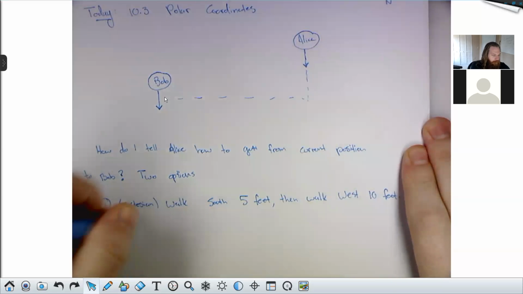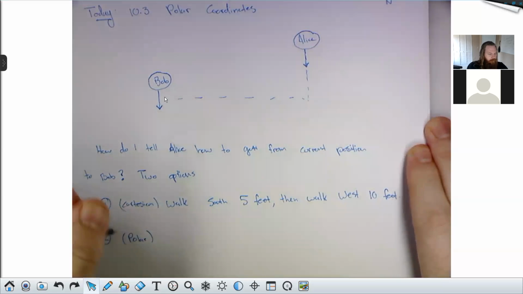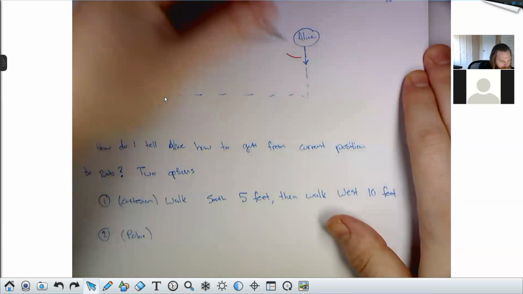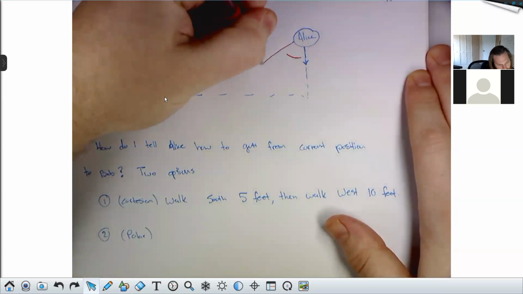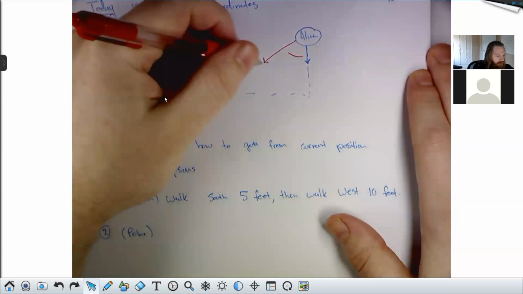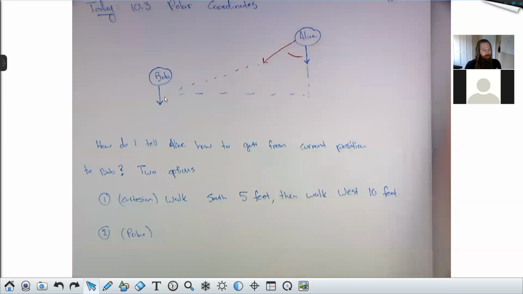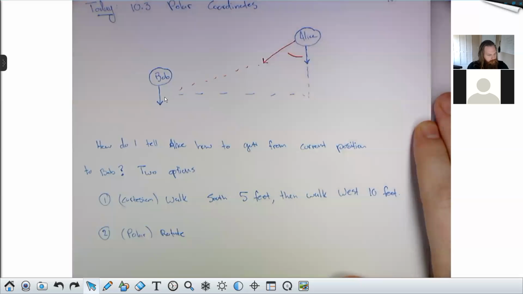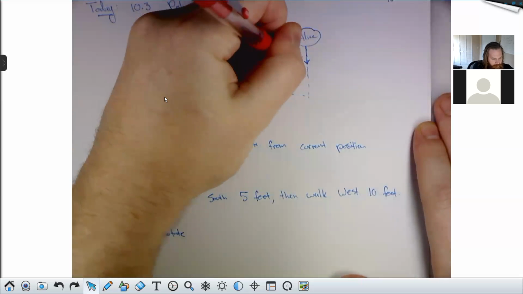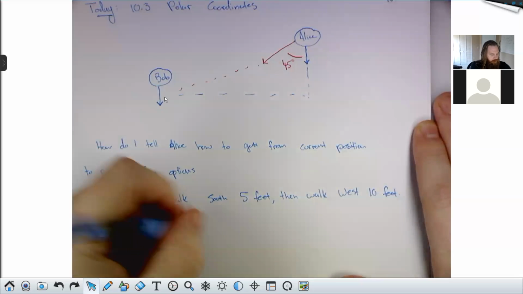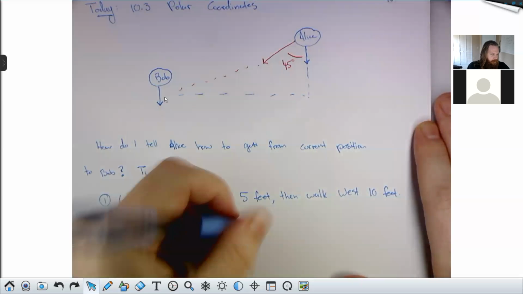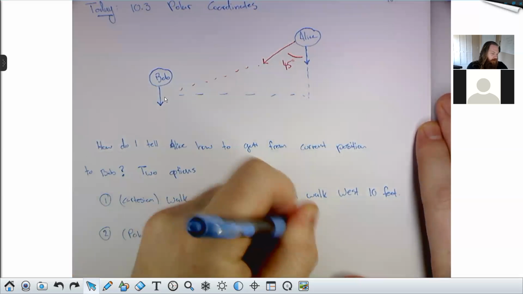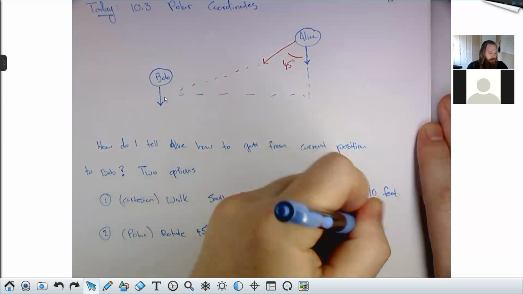Or, and this is kind of the polar way of thinking, I could tell her, rotate some amount and then walk over here. So I could say rotate whatever this is, I don't know, 45 degrees. Rotate 45 degrees to your right. Then walk 8 feet.